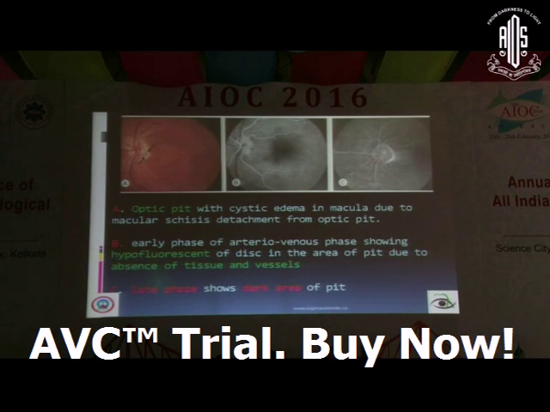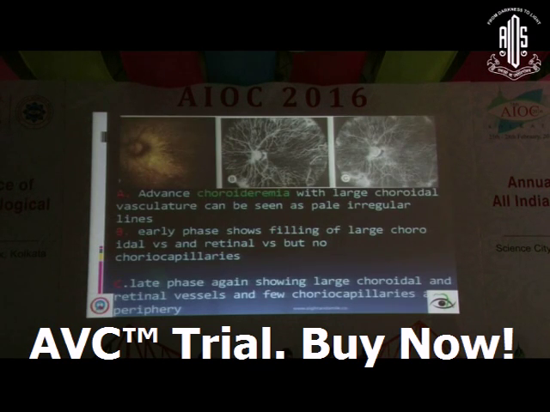Optic pit with cystic edema in the macula due to macular schisis and detachment from the optic pit. B shows the early phase of the AV phase showing hypofluorescence of the disc in the area of the pit due to absence of tissue and vessels. The late phase shows the dark area of the pit.